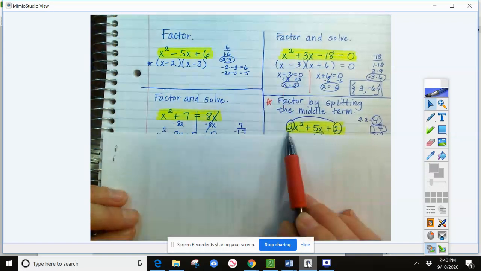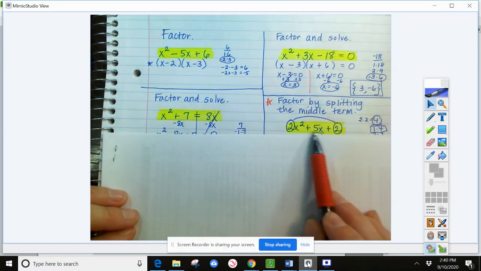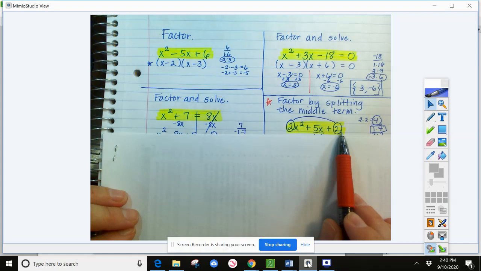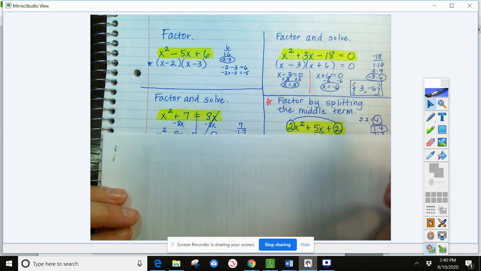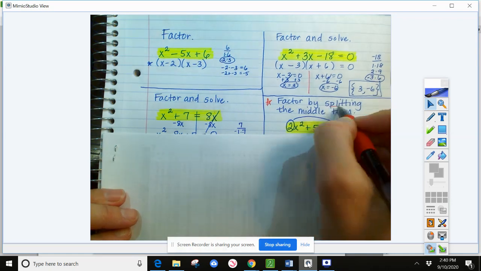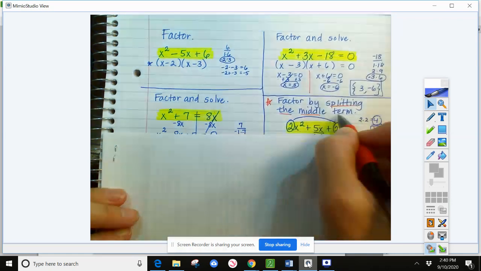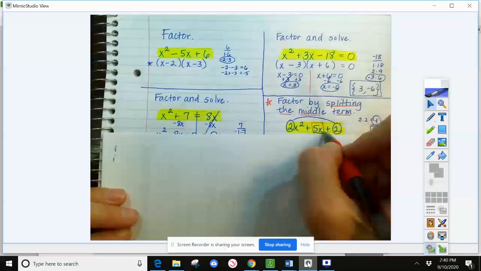And it's not like a question where we could just divide every term by 2 and then factor it. That won't work because 5 divided by 2 is ugly. So we don't want to do that. So we have to do a method on this one called splitting the middle term. And the middle term is 5x.